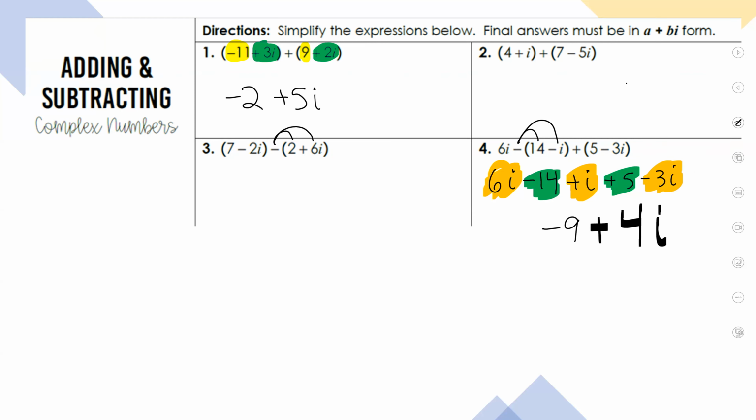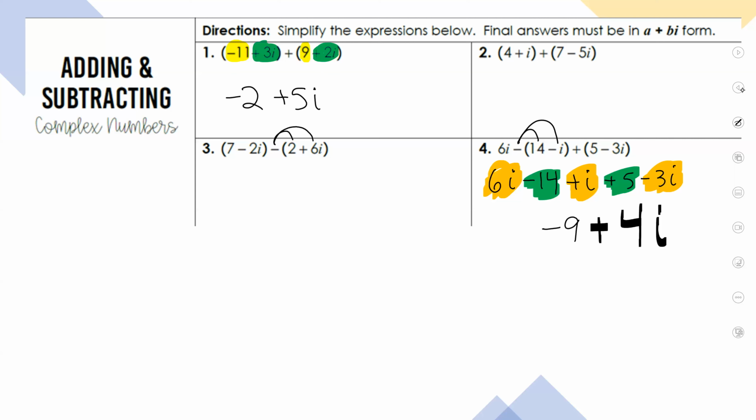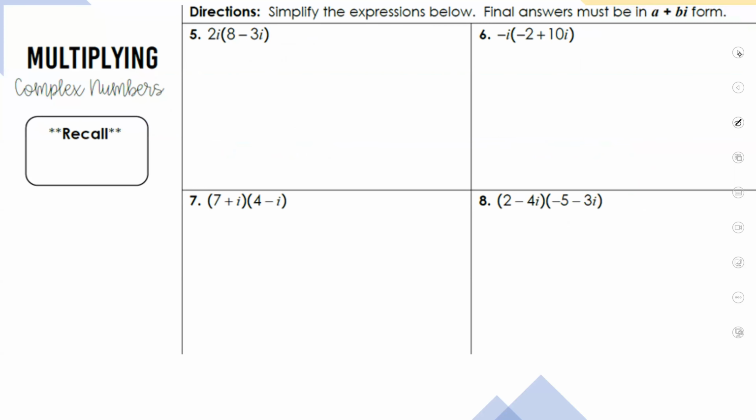Okay, I'm going to let you guys do number 3. So this is an addition and subtraction example. I'm going to move on to multiplying. Do you guys need some clarity on this slide? Okay. All right, so multiplying.